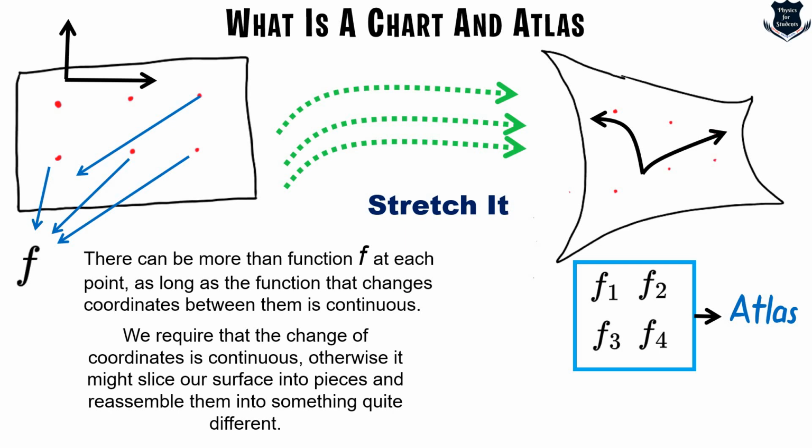It is taking multiple functions grouped together. This is called an atlas, and each of these functions is called a chart. So charts are basically individual functions taken together. This is known as an atlas. I will just show you a simple diagram.